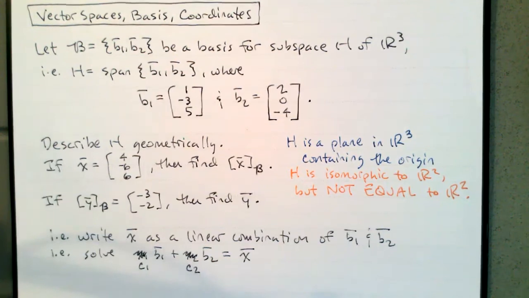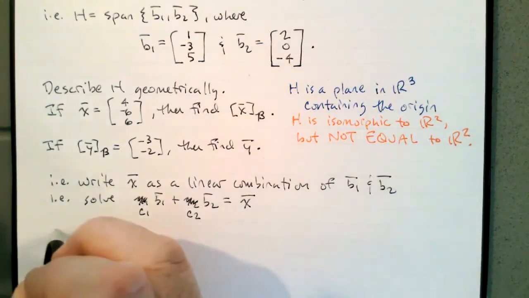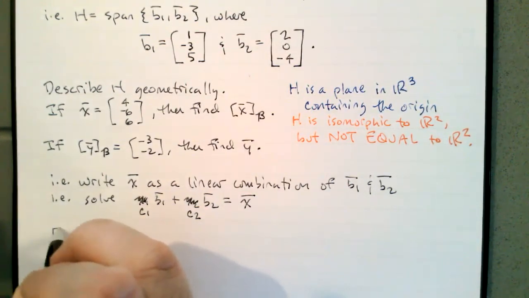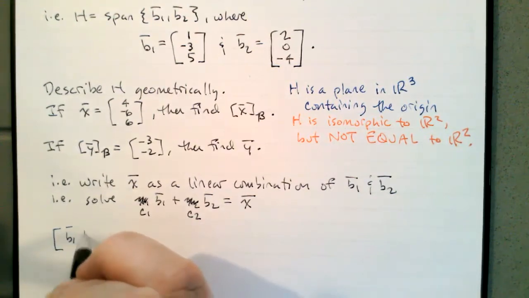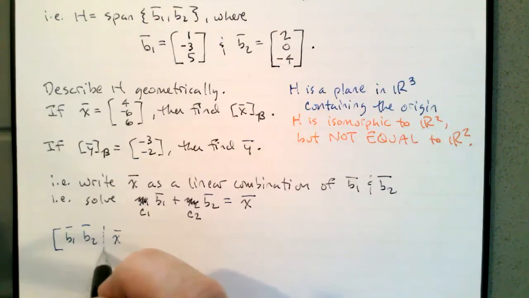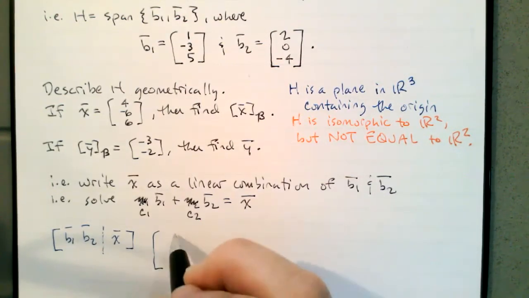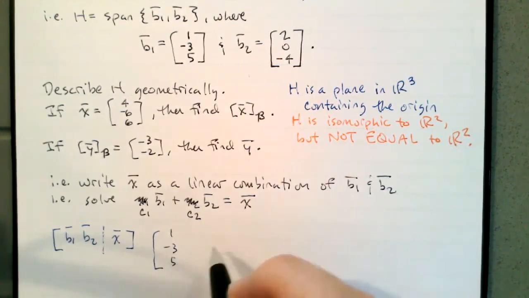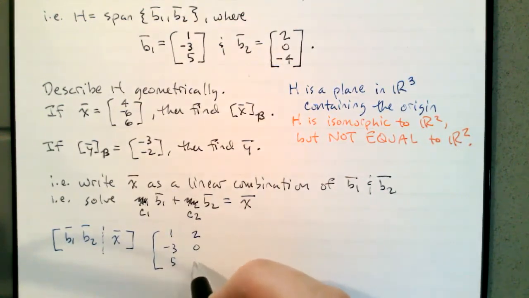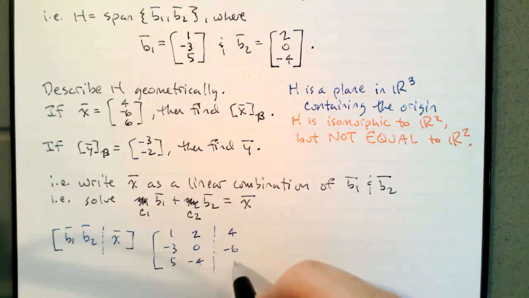And to do that, we're going to set the Wayback Machine to the first week of class, and we're going to set up an augmented matrix with b1, b2, and x. So we're going to look at 1, -3, 5, 2, 0, -4, and then I'll put x as the rightmost column, 4, -6, 6.